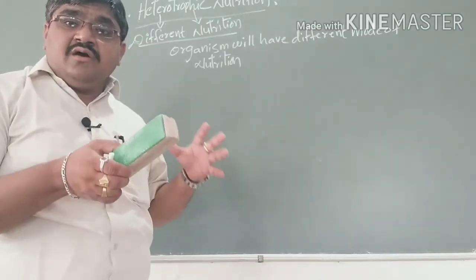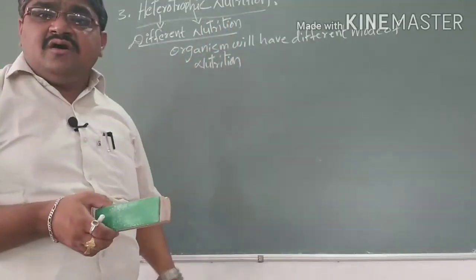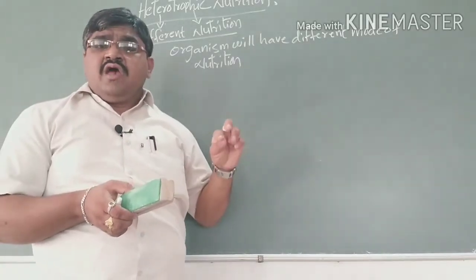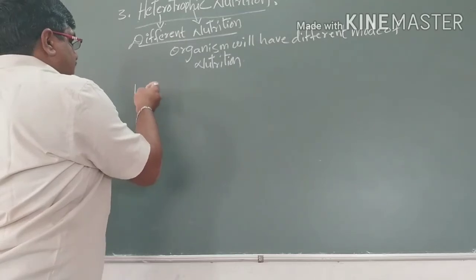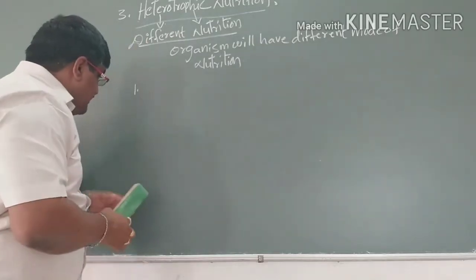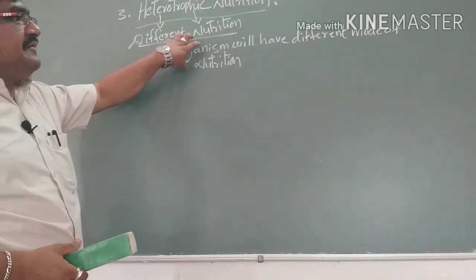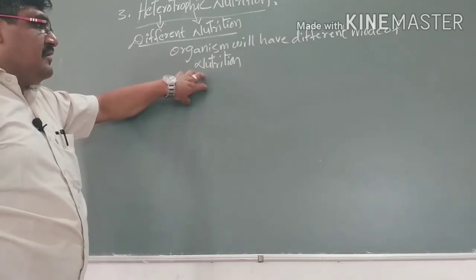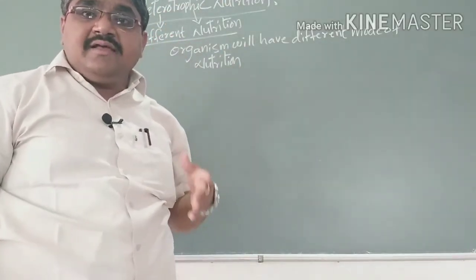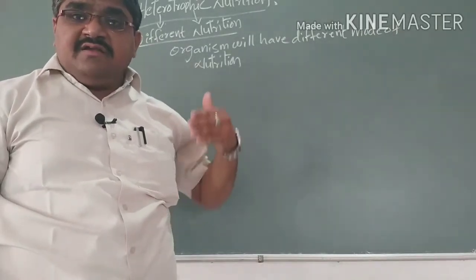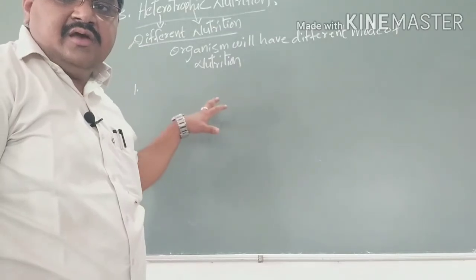Such organisms are called heterotrophic organisms. There are various types of organisms with different modes of nutrition, so we call this heterotrophic nutrition. They cannot prepare their own food materials but depend on other organisms as food, so we call them heterotrophs.